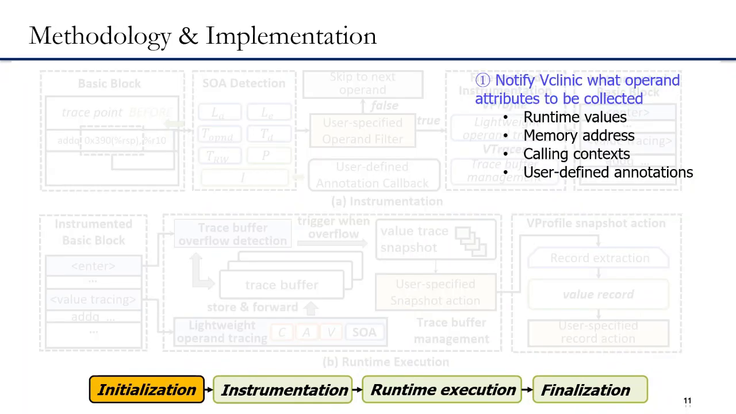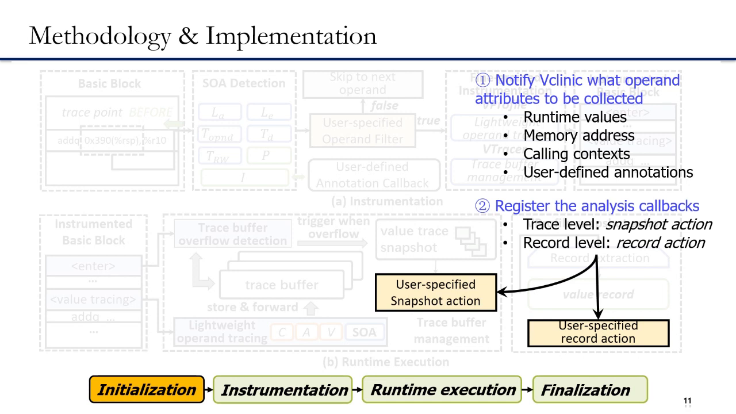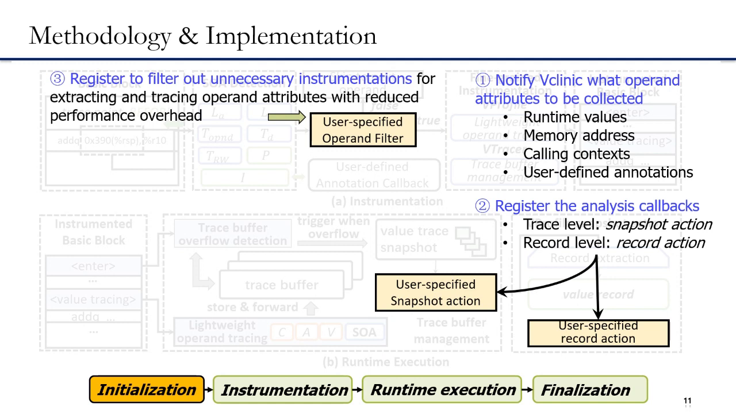In the initialization phase, the developer needs to notify VClinic what operand attributes are to be collected and register the analysis callbacks as the user-specified snapshot action and record action. Besides, the developer can also register a user-specific operand filter to filter out unnecessary instrumentation for extracting and tracing operand attributes with reduced performance overhead.